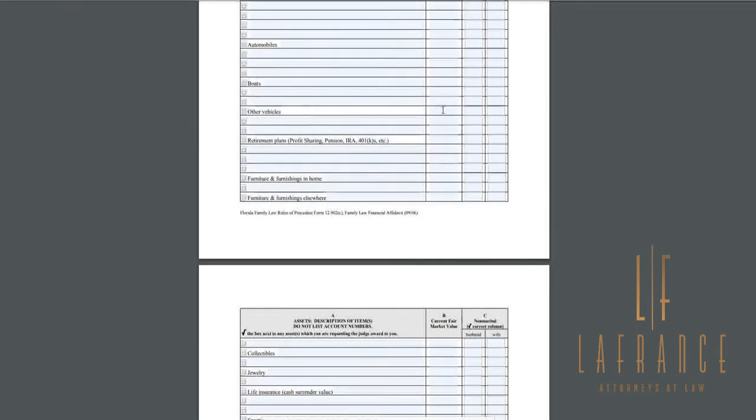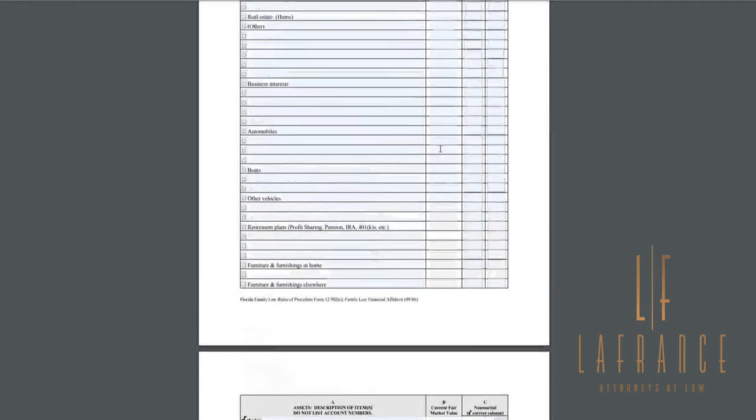You're going to do the same and enter the values here. Retirement plans, again, if you've got a 401k, you're going to say it's a 401k with whatever the entity is, and then what the value is on the fair market, on the date of filing.